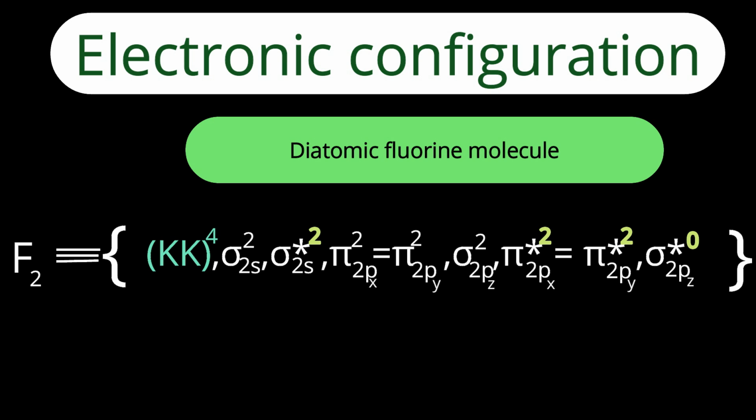Pi 2px and pi 2py are degenerate, therefore an equal to sign is there. Their energies are the same. Each orbital has 2 electrons. Sigma 2pz 2 electrons. Pi star 2px and pi star 2py are degenerate, an equal to sign is there. Pay proper attention. 2 electrons are there in each antibonding pi star orbital, and the last, sigma star 2pz, has no electrons, and afterwards our special bracket completes.